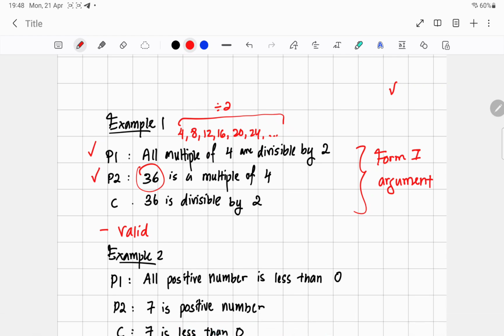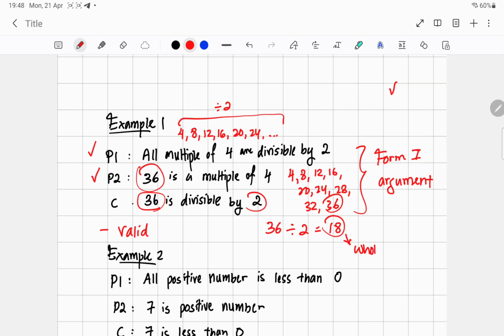Next, 36 is a multiple of 4. Correct, because for 4 you have 4, 8, 12, 16, 20, 24, 28, 32, 36. So 36 is a multiple of 4. And then the conclusion: 36 is divisible by 2, meaning 36 divided by 2 gives 18, a whole number. So this is correct also. If all three are correct, it means this is a valid and sound argument.